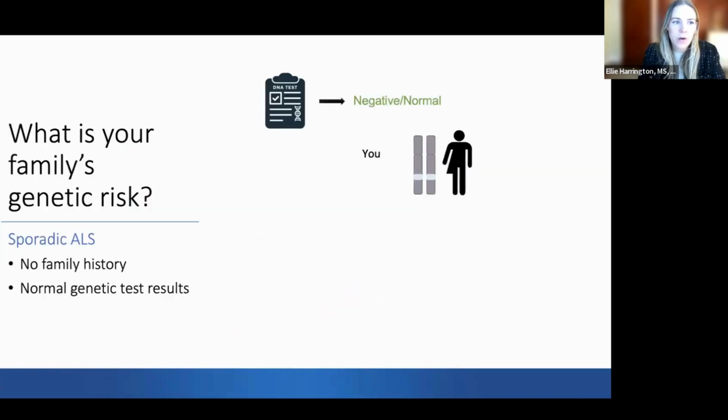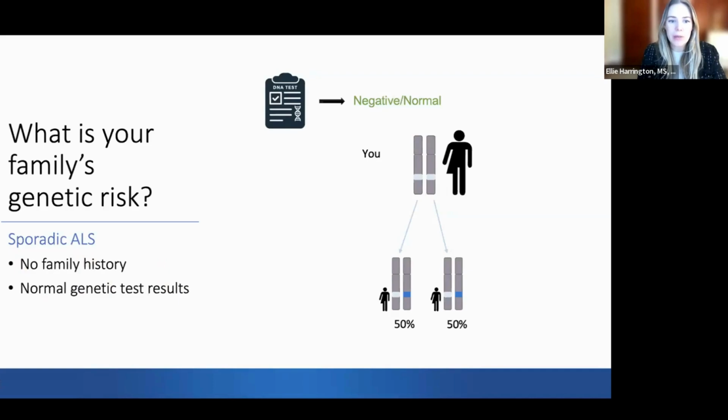Okay, so what's your risk? Here's back to our example of an individual here. You have ALS, you get tested, you have 2 normal gene copies, and so you either pass down a normal gene copy or another normal gene copy to your children, who are not at an increased risk. So sporadic ALS means there's no family history that's been confirmed by normal genetic testing. Okay.